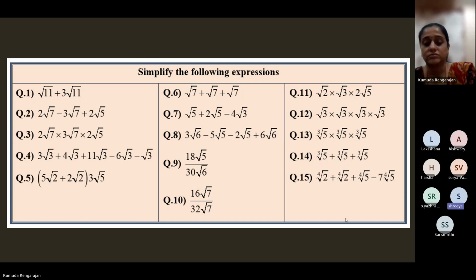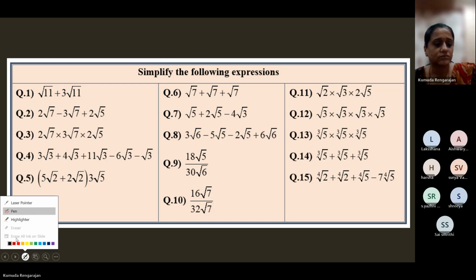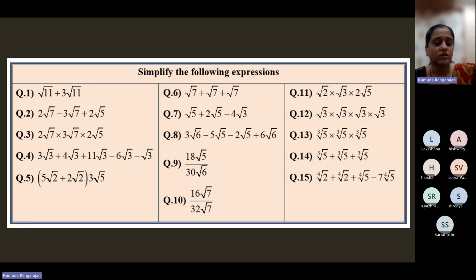Ma'am, I couldn't understand the fifth question, ma'am. Fifth, okay. So these are like surds, no? 5 plus 2, 7. 7 root 2, correct? Yes, ma'am. And into 3 root 5.